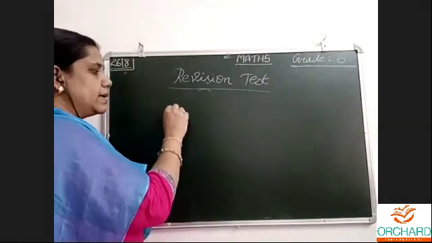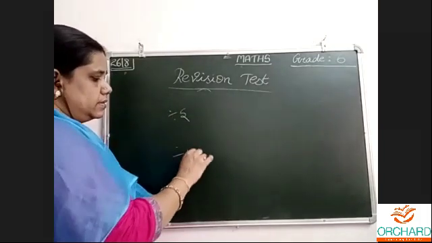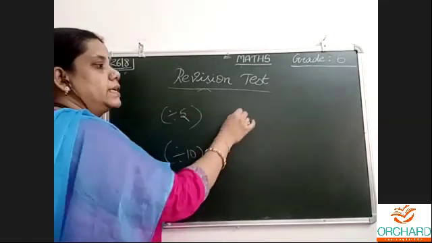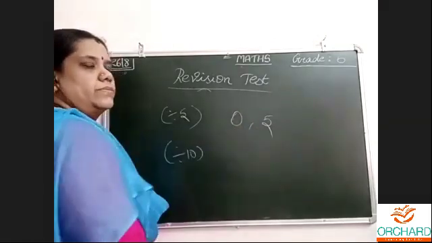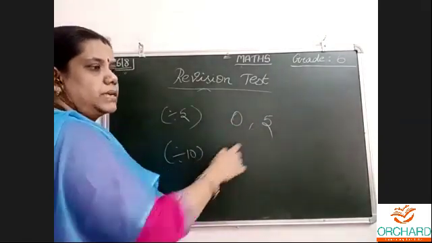Test of divisibility by 5 says the number must end in a 0 or 5. Either of these two numbers, it must end.